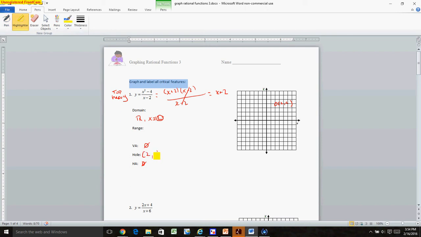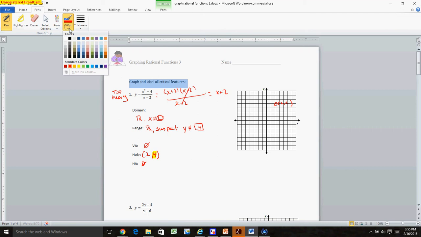Since I have a Y value of a hole, I know that for the range I'm going to say all real numbers, and my suspect is, should I kick out the Y value of the hole? So I'm going to go down here to my workspace, and I'm going to ask the function, hello function, will you ever equal the Y value at the hole?